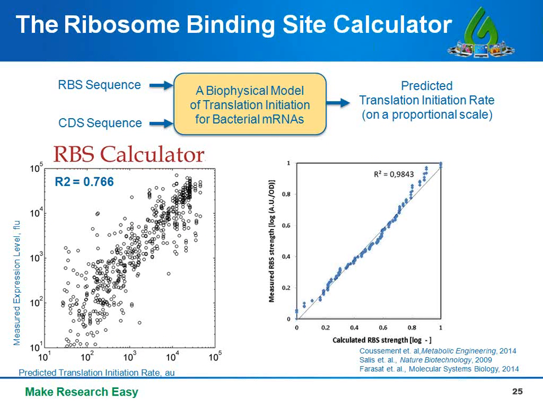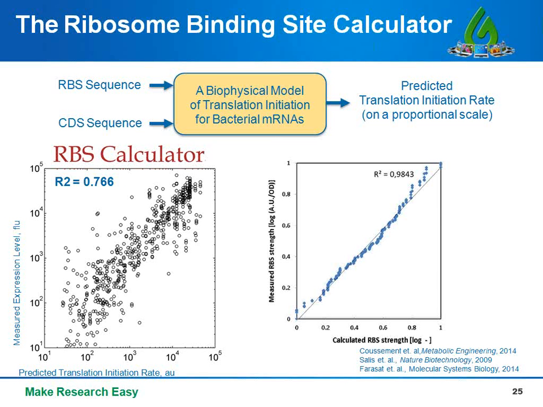So again, the ribosome binding site calculator takes your RBS sequence and your CDS sequence as inputs, puts it into a biophysical model of how translation initiation works, and predicts the translation initiation rate. So how does that prediction hold up in the wet lab? Well, on the left, you can see the wet lab validation that was performed by the creators of the RBS calculator, Howard Salis and his lab at Penn State.